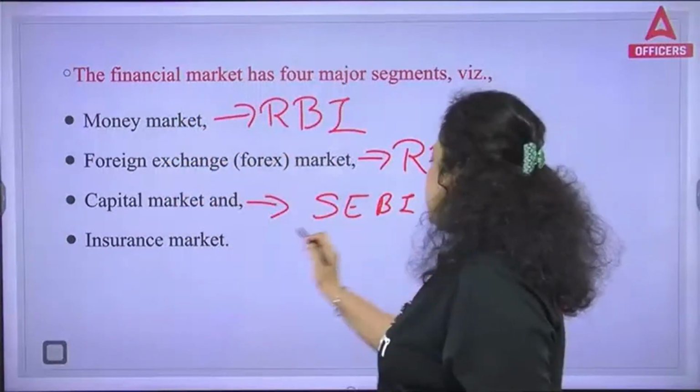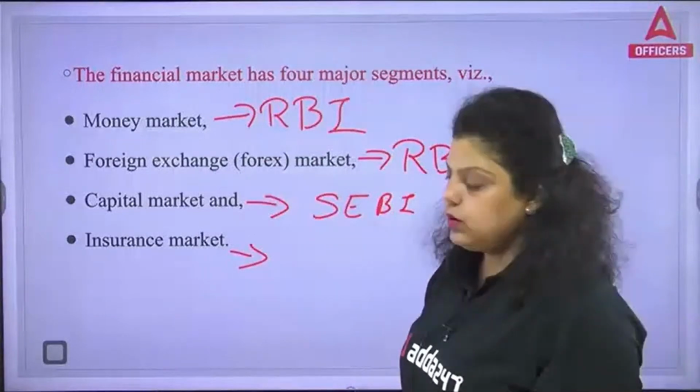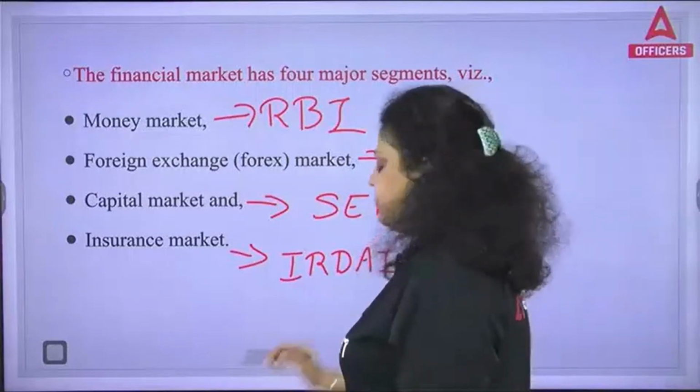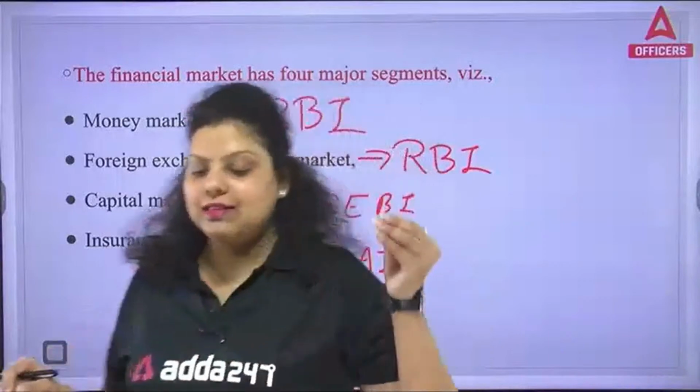Now the insurance market is regulated by IRDAI, the Insurance Regulatory and Development Authority of India. Very good. So these are the different types of financial markets, and these are their regulators.